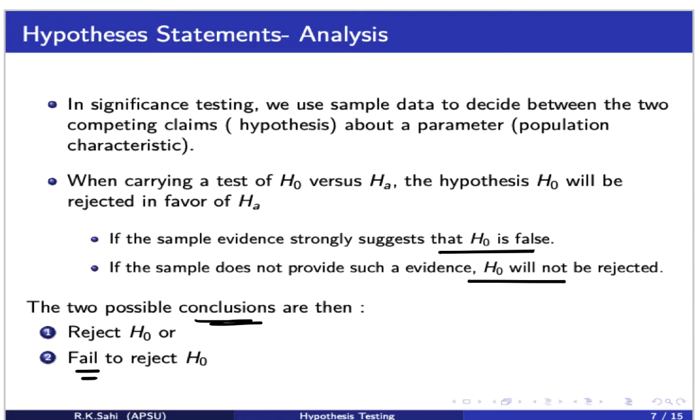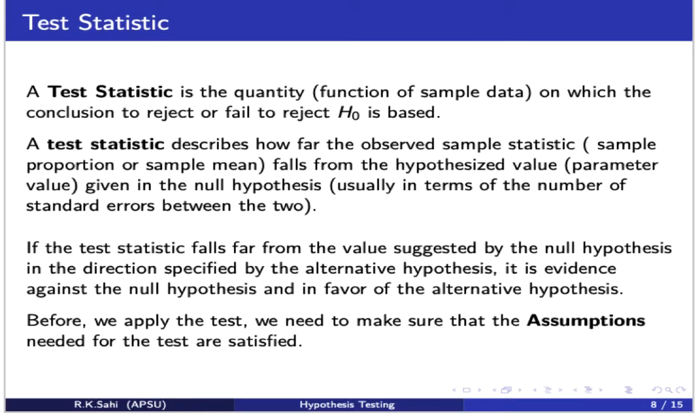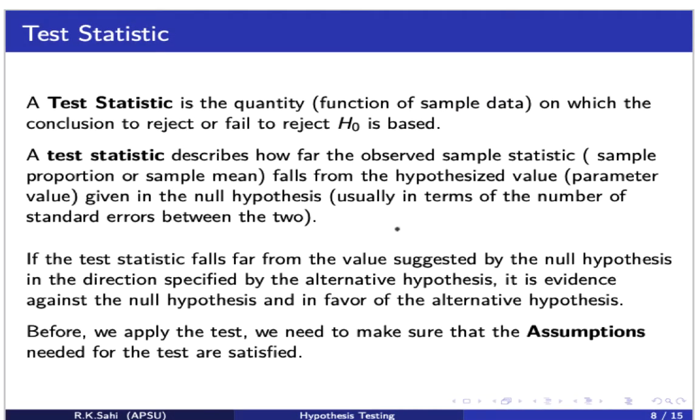Now, in order to do all these things, we need to have a test statistic, the one which will help us make that decision. Okay, so what is a test statistic? A test statistic is the quantity or the function of the sample data on which the conclusion to reject or fail to reject the null hypothesis is based. So this is the key component on which our decisions are going to be made.